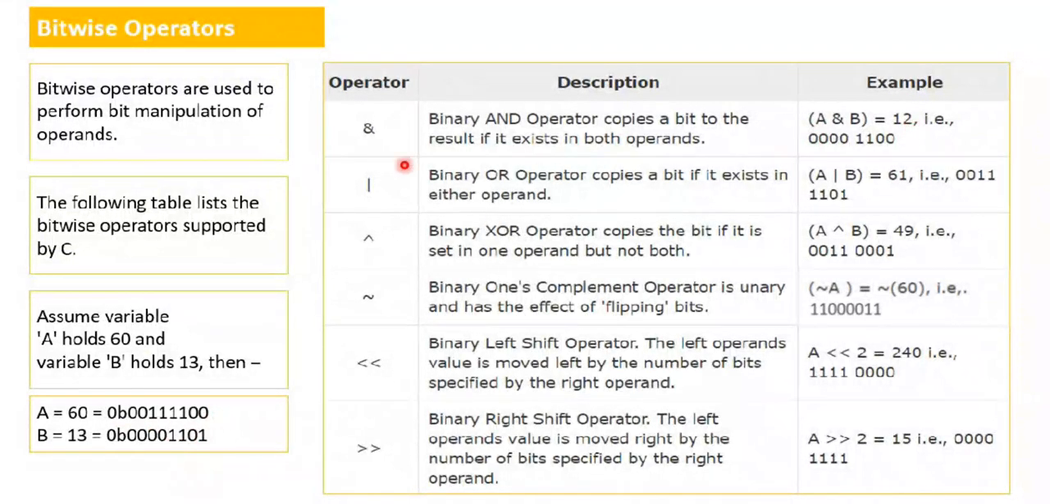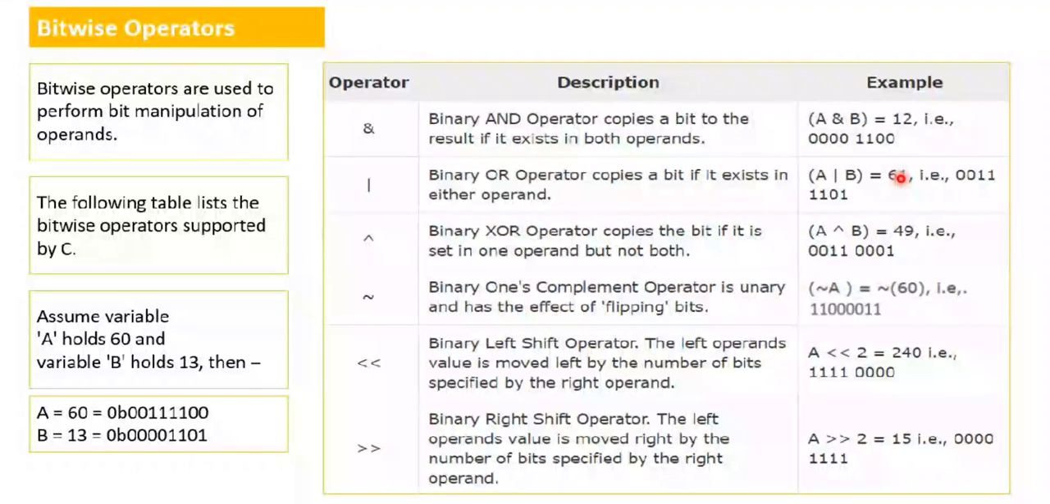Similarly, there is the binary OR operator, which copies a bit if it exists in either operand. That means the truth table for the OR gate. For inputs A and B, the output will be high if any of the inputs is high. So again check in A and B, wherever there is 1, just copy. So 1, 0, 1, 1, 1, 1, 0, 0. So it will give you 0, 0, 1, 1, 1, 1, 0, 1, which is 61. Next is the binary XOR operator.